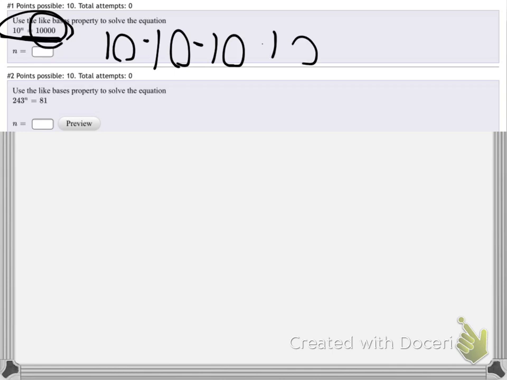So I would be like 4 of them would get me right where I want to go. 4 tens is 4 zeros, so that's 10,000. So then the n would just be 4 in my case. That's all I would do in something like that.